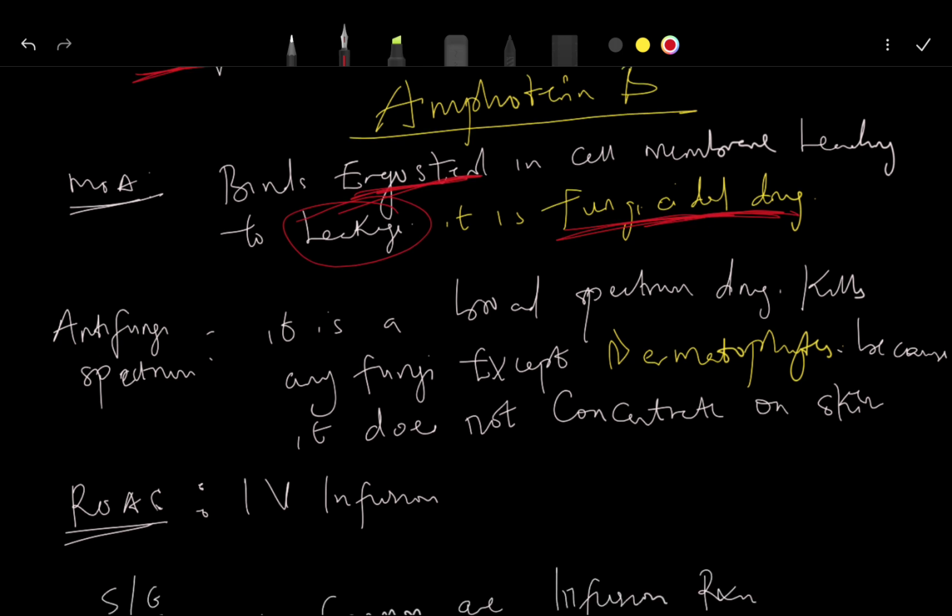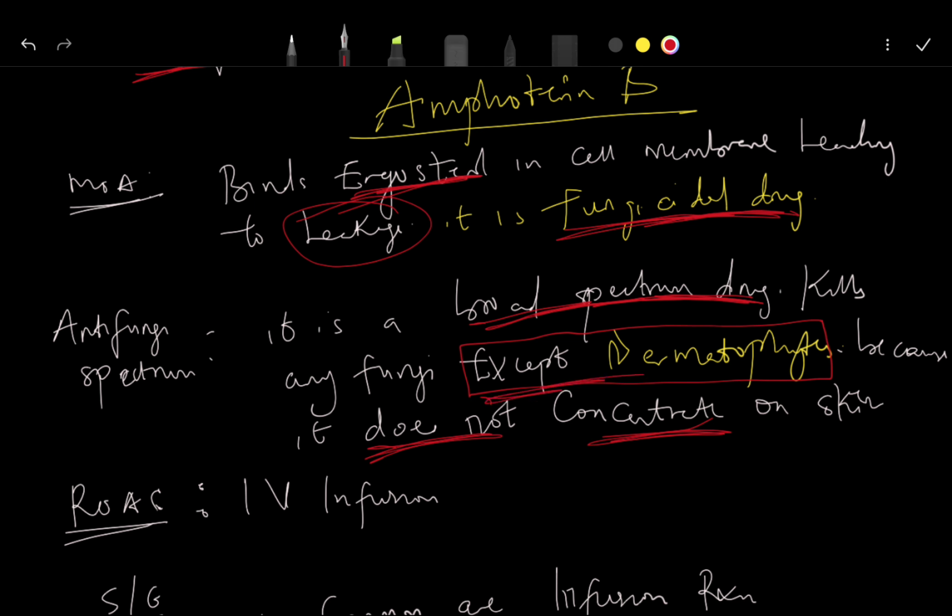Now, what is the spectrum? What kind of fungus can it kill? It is a very broad spectrum drug. It kills all fungus except dermatophytes. The reason why it does not kill dermatophytes is because it does not concentrate on the skin to a large extent. If not, it could also kill dermatophytes. Dermatophytes are on the skin, so amphotericin B does not concentrate on the skin to a large extent, so it can't kill dermatophytes effectively.